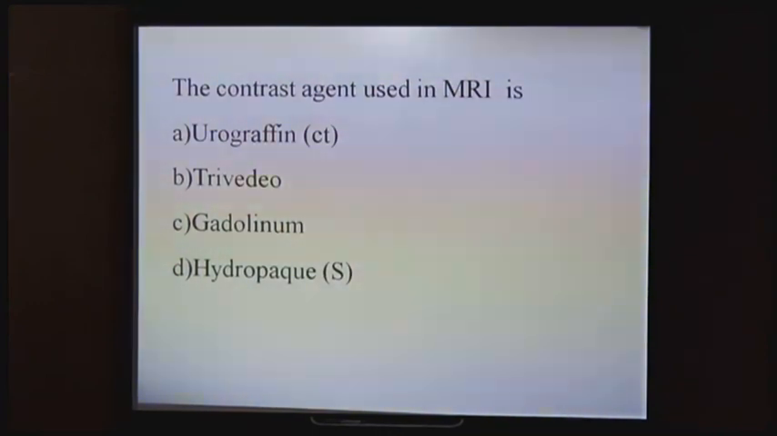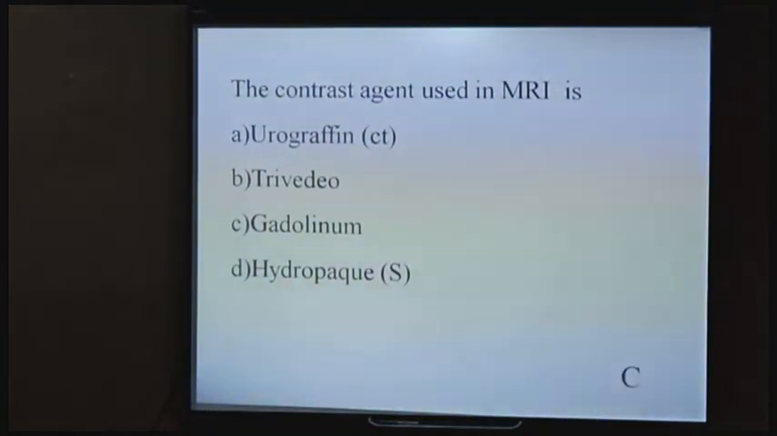The contrast agent used in MRI is... Why do you use a contrast agent? To enhance the appearance from the tissues surrounding it. It will improve your appearance from the surrounding structures. You will be able to see a lesion even without a contrast agent, but along with the contrast agent, you will have more enhancement. So the answer is gadolinium.